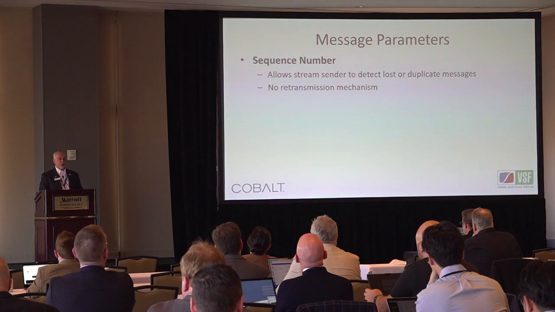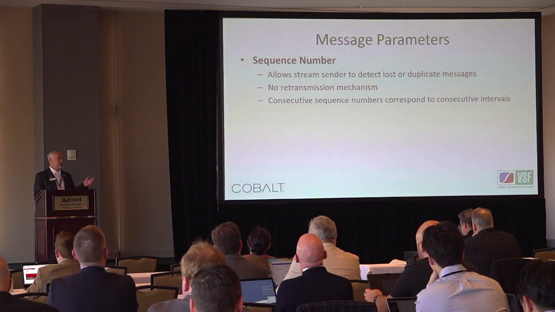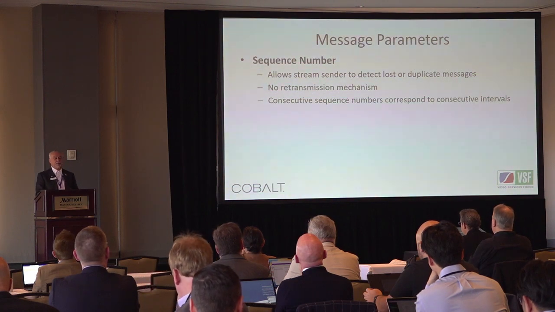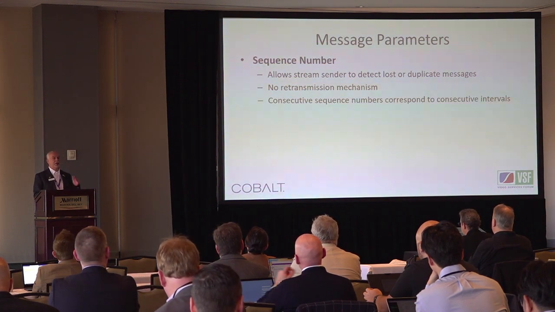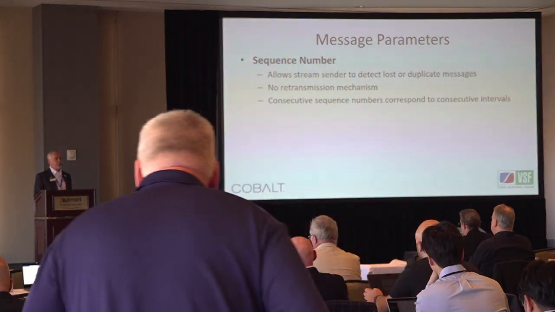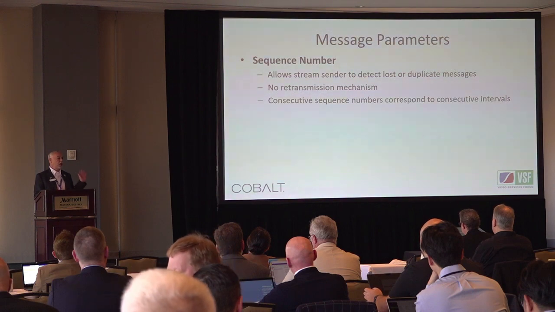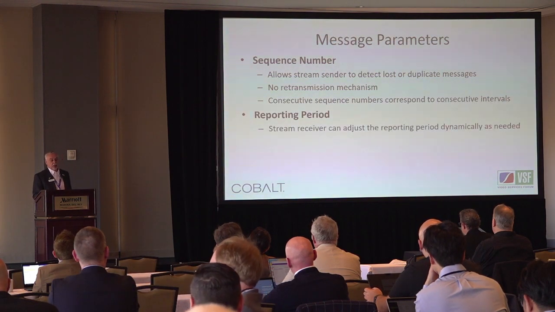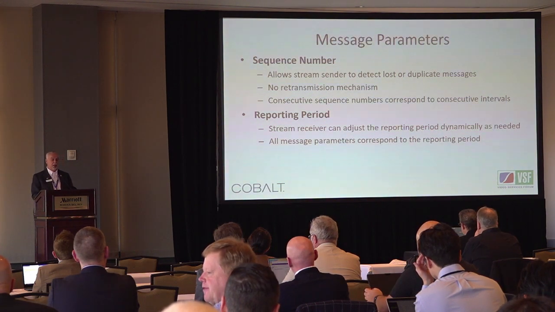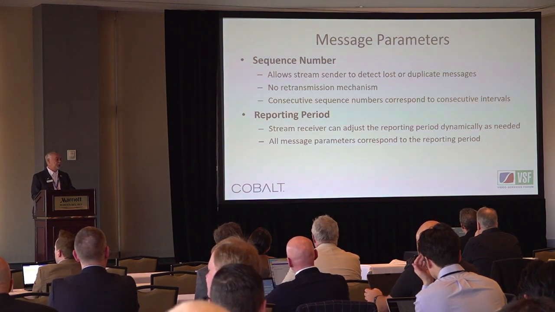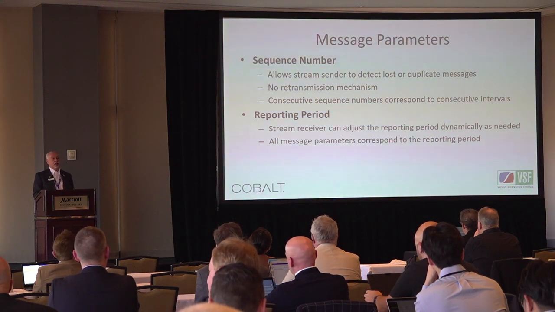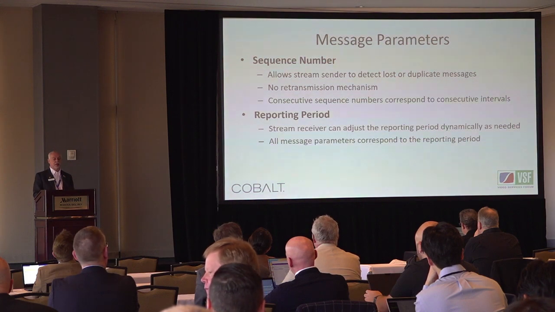The first parameter is a sequence number, so you can see if you lost messages and if you have duplicates. Consecutive messages correspond to consecutive intervals. There's no retransmission mechanism because this is information that needs to be acted upon immediately. You lost one, too bad. Reporting period is one important thing. The reporting period can be dynamically adjusted. So we report that. But if the network is changing very rapidly, the receiver can send the messages faster.